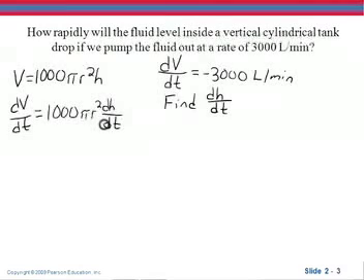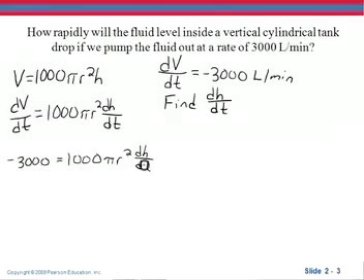Okay. Now once we differentiate, we want to plug in the values that we know. And the only thing we were given was the change in volume. And the change in volume is negative 3,000. So negative 3,000 equals 1,000 pi r squared dh/dt. Now what we're asked to find is dh/dt. So I'm going to divide both sides by 1,000 pi r squared.